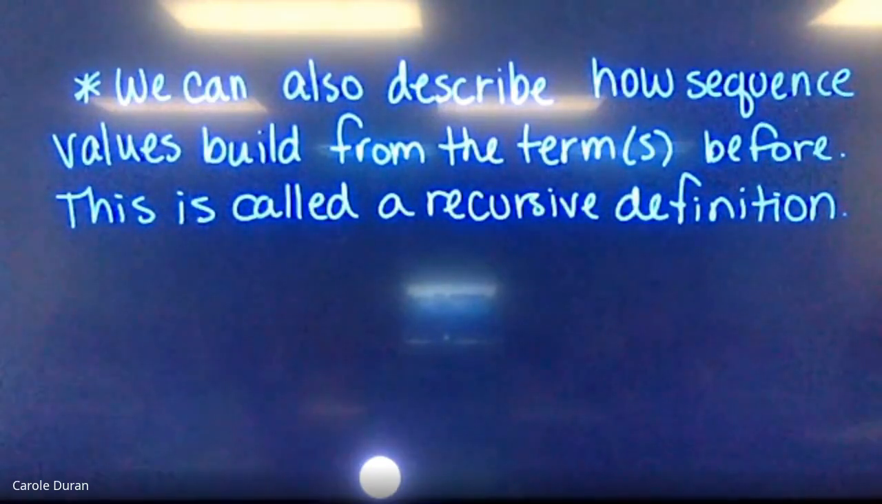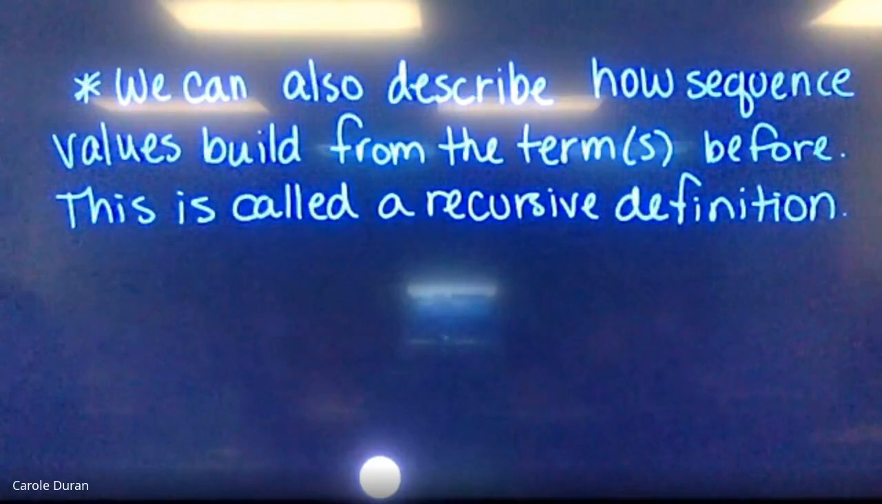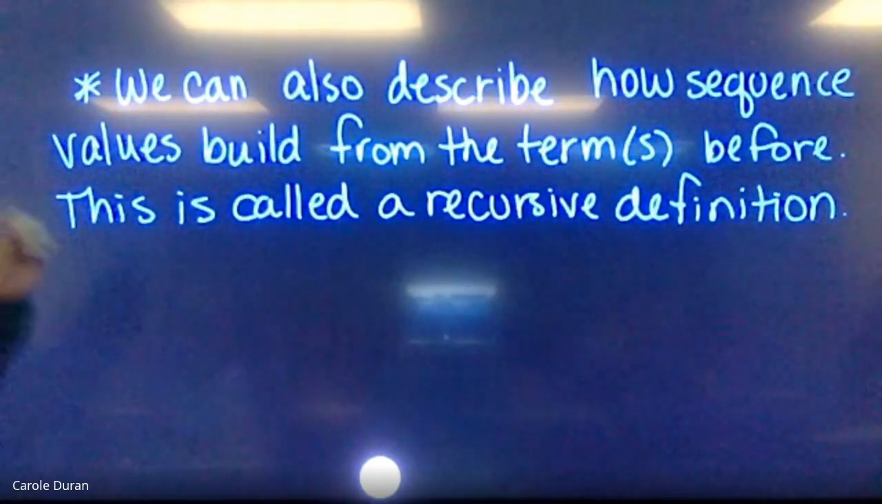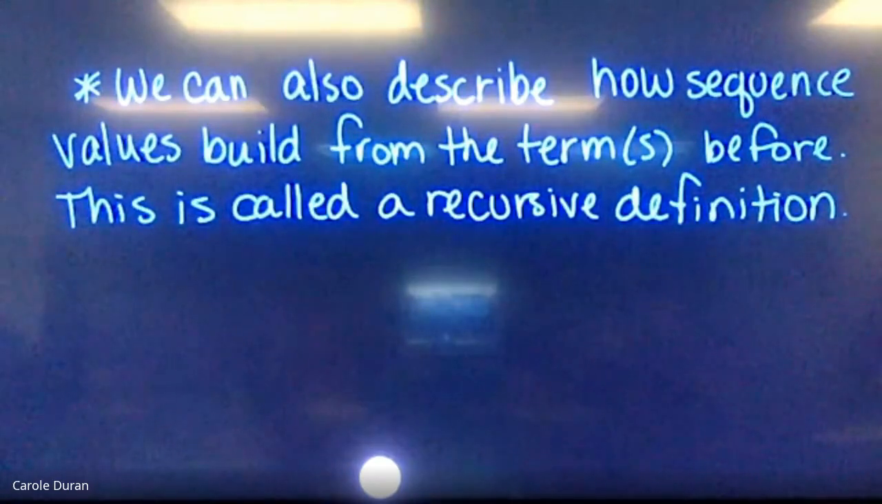So I could plug in any n value and the output would be that term number from my sequence, right? So if I plugged in 100, I would get the 100th term value. If I plugged in 50, I would get the 50th term value. Not all rules are given that way. Some of them are actually recursive rules, which means it tells me how my next term grows from the term or terms that come before it.